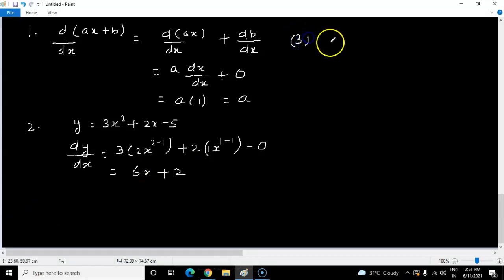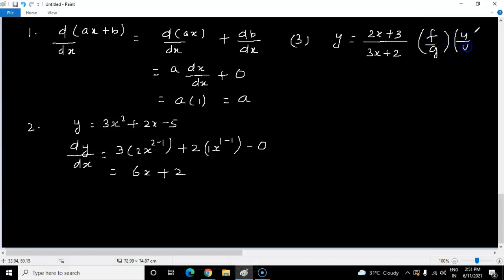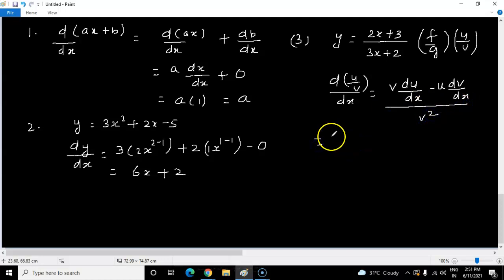Similarly, if y is equal to 2x plus 3 divided by 3x plus 2, you have to apply the u by v formula. This is u and this is v. The u by v formula I have explained: v into du by dx minus u into dv by dx, divided by v square, where u is 2x plus 3 and v is 3x plus 2.